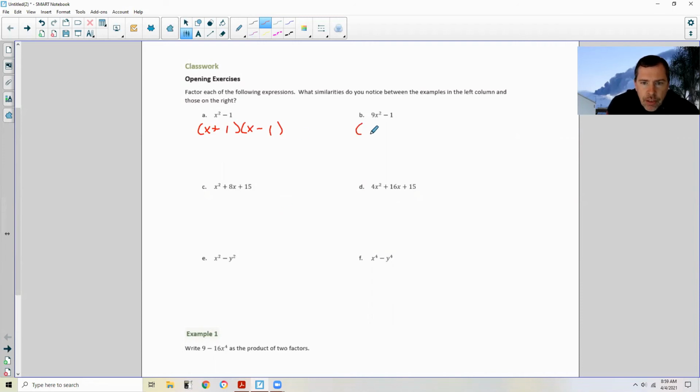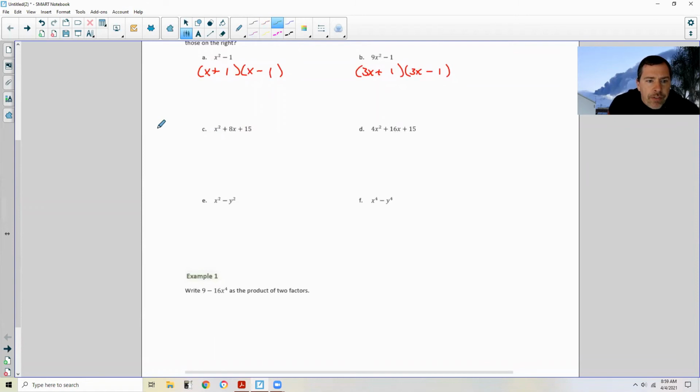And then if I come over here, well, 9 is a perfect square, x squared is a perfect square, and 1 is a perfect square. So guess what? We have a difference of squares. Square root of the first term would be 3x. Square root of the first term goes here, plus or minus square root of the second term. Boom, done. Okay.